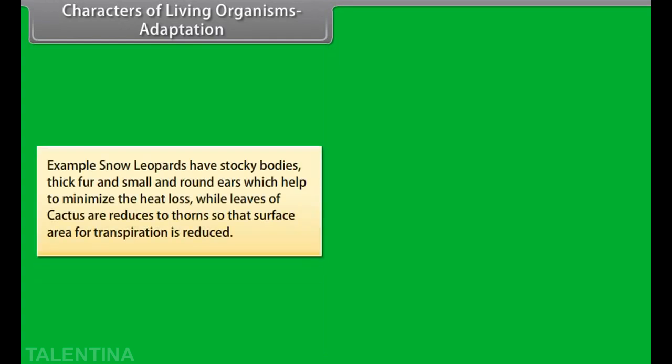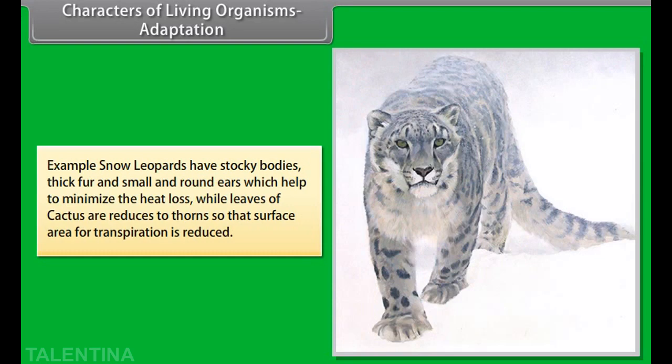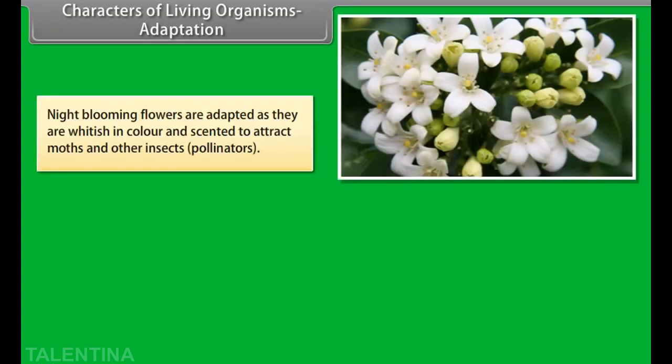Example: snow leopards have stocky bodies, thick fur, and small and round ears which help to minimize the heat loss, while leaves of cactus are reduced to thorns so that surface area for transpiration is reduced. Night-blooming flowers are adapted as they are whitish in color and scented to attract moths and other insects, pollinators.